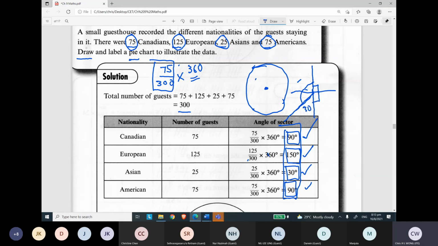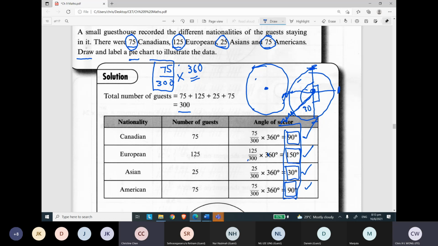So to draw a circle, now you need to take a compass. You know what a compass is, right? Put the needle at the center with the pencil here. You draw a circle. Then you have a pie chart already, isn't it? All the extra lines you just erase away. Then you have a circle already. You understand or not?